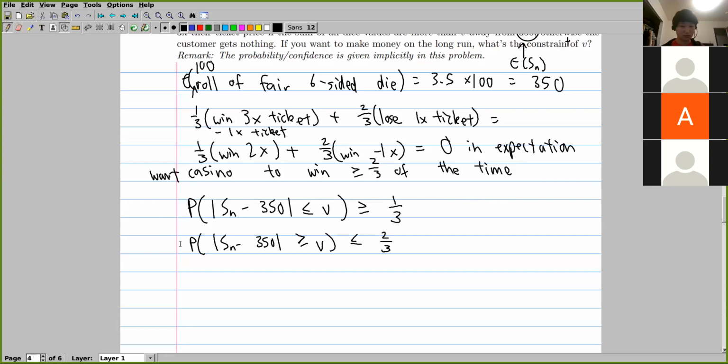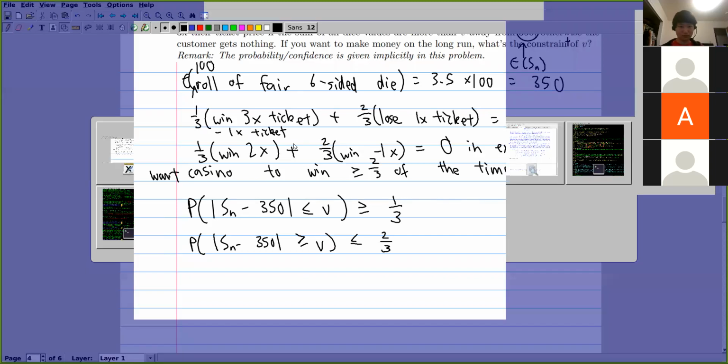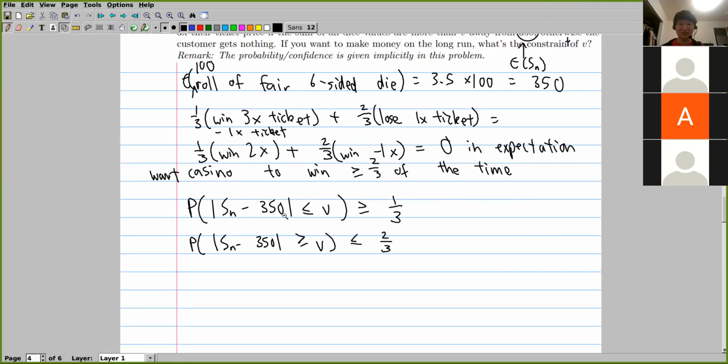Wouldn't CLT be better here because we have like 100? Yes, exactly. So now we have to center it so that you can put it in terms of the standard normal. So if we scale everything down, the probability that this is the same thing as, oh shoot.